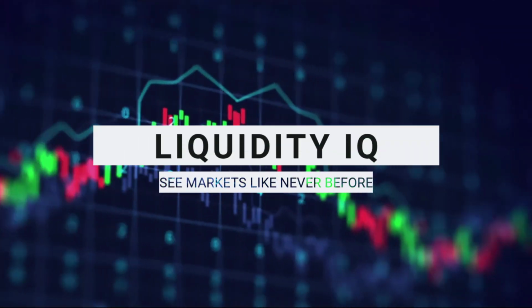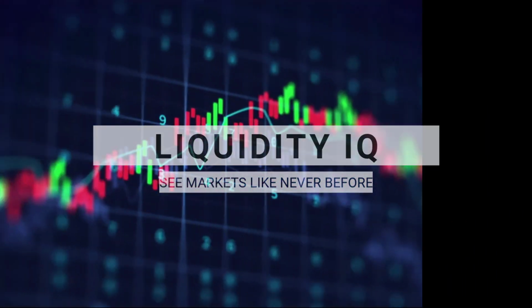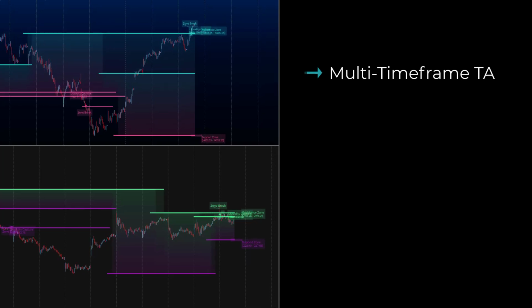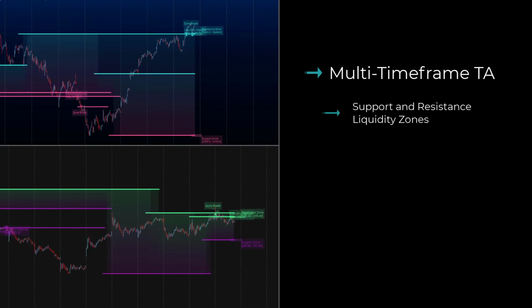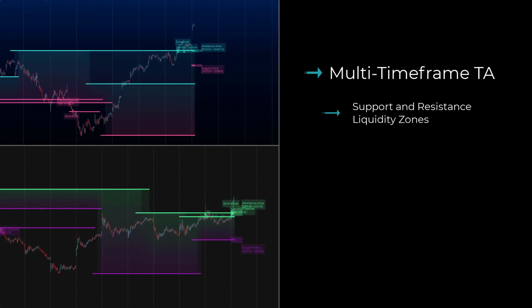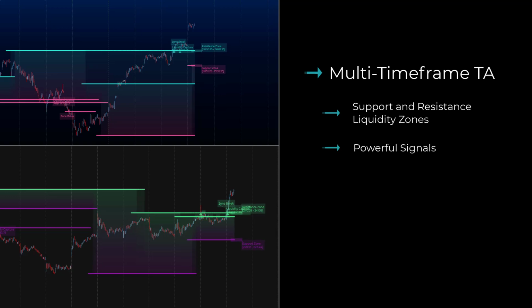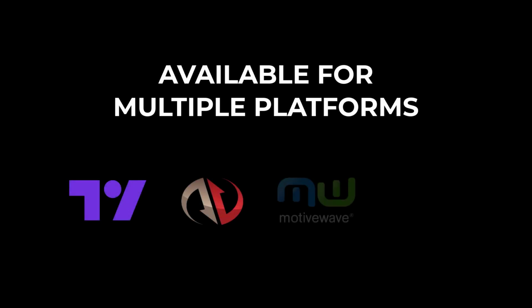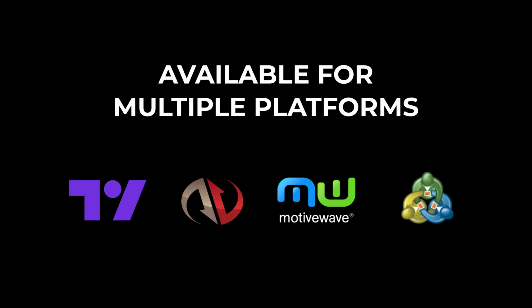In this video, we're going to go over Liquidity IQ, which is our adaptive multi-timeframe technical analysis indicator. This tool gives you important support and resistance liquidity zones from multiple higher timeframes, and it signals important events like liquidity captures and zone breaks. It's available for multiple platforms like TradingView, NinjaTrader, MotiveWave, and MetaTrader.